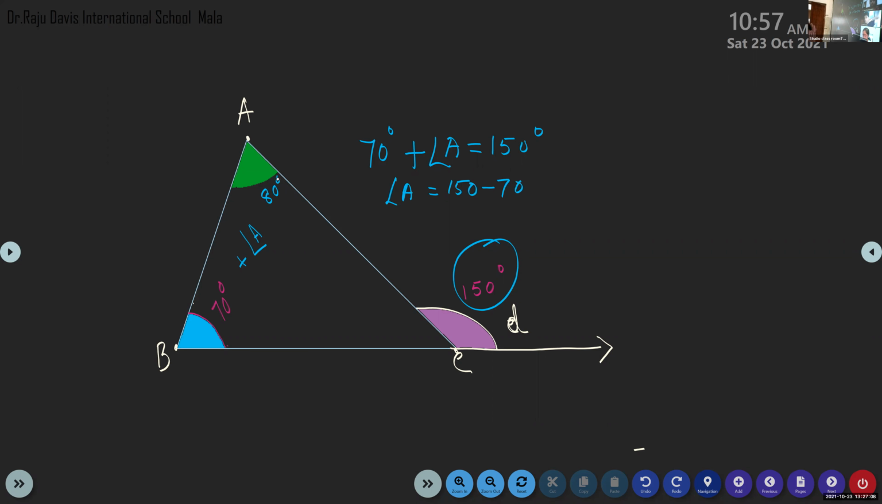Anna, do you agree with that answer? You were about to say the answer, no? Yes, ma'am. It is 80 degrees because the sum of two interior opposite angles makes the exterior angle, isn't it?